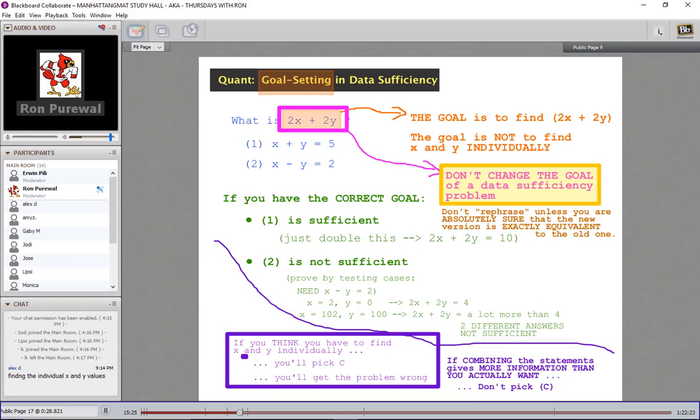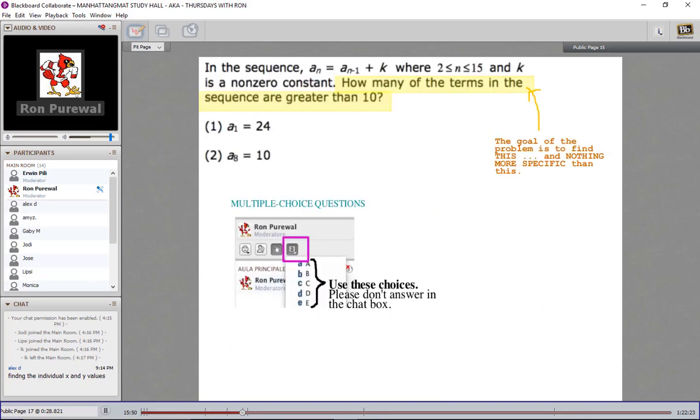Give me a smiley face if that makes sense. This is the single biggest giveaway that you're dealing with this kind of problem. If you put the statements together and you get exactly the goal that you want and nothing more than that, then you pick C. But if you wind up with anything that's more specific, don't do it, guys. So let's talk about this problem. We want to know how many of the terms are more than 10.